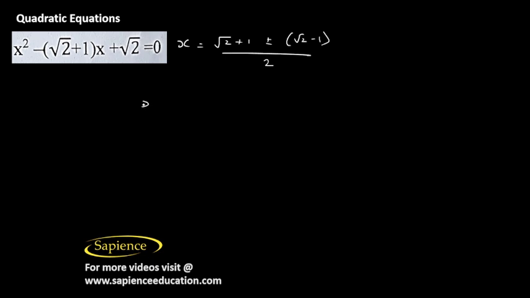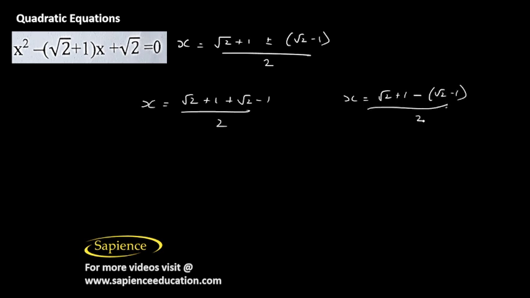So we can write it in two different ways. Root 2 plus 1 plus root 2 minus 1 by 2, or we can write it as x is equal to root 2 plus 1 minus root 2 minus 1 by 2. And in this case, root 2 plus root 2 is 2 root 2. 1 minus 1 is 0. Denominator is 2. So x is equal to, 2 cancels, x is equal to root 2.